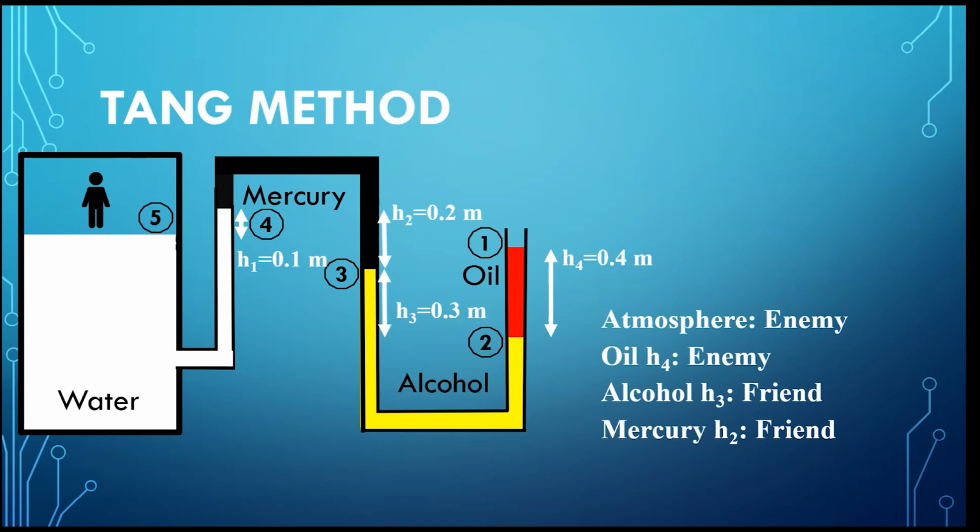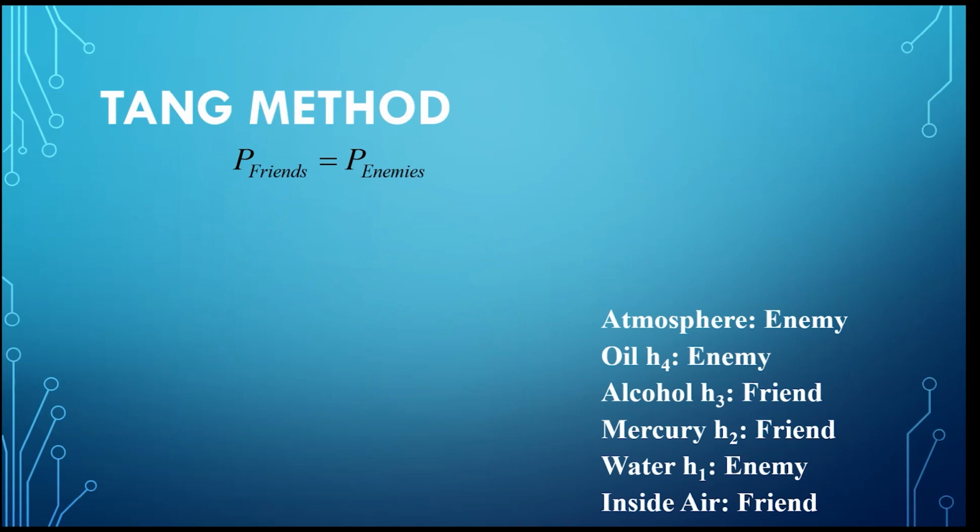The water section, whose net pressure comes from a column of H1, is resisting you from getting out, so it is another enemy. Finally, the pressure of the inside air is always helping you push out, so it is another friend. At a balanced condition, the pressure from friends and the pressure from enemies should be equal to each other.